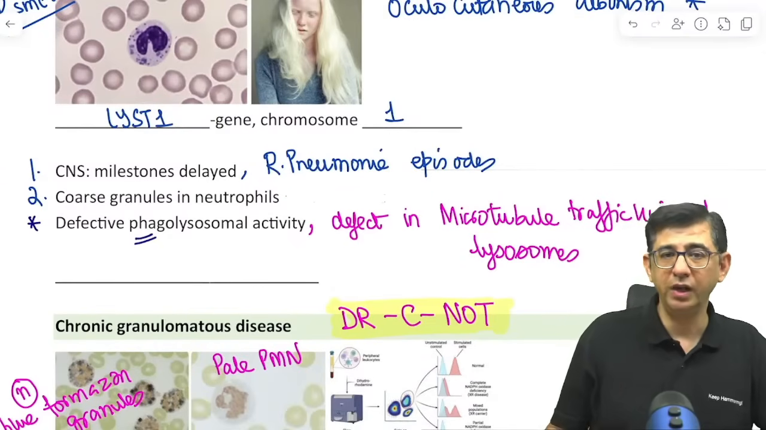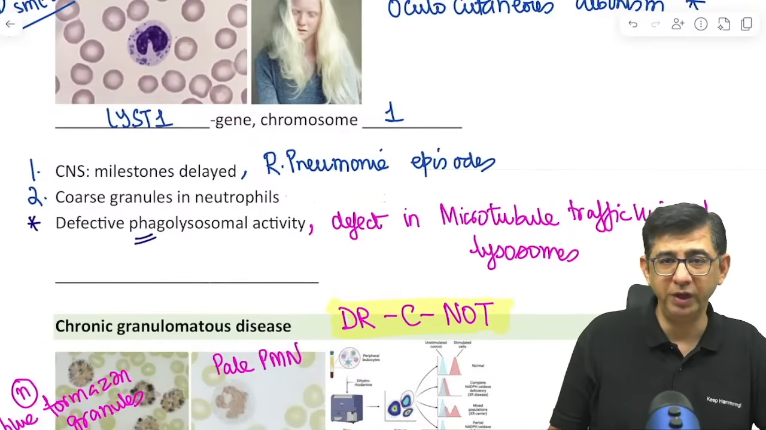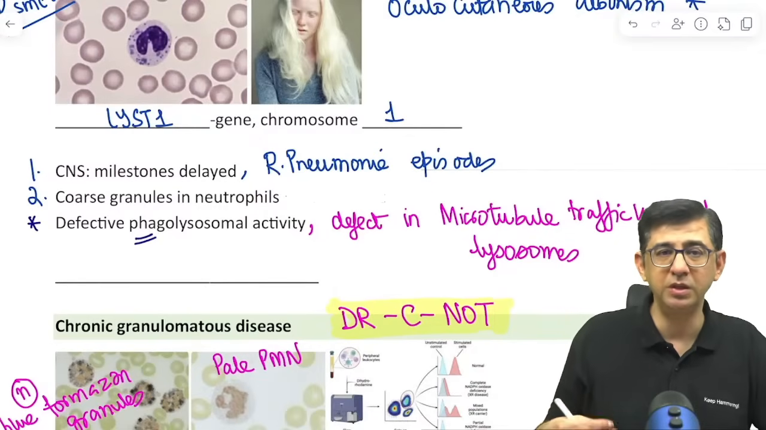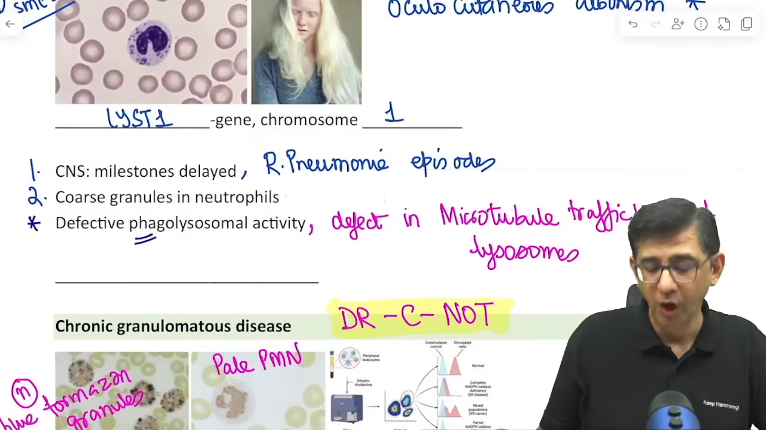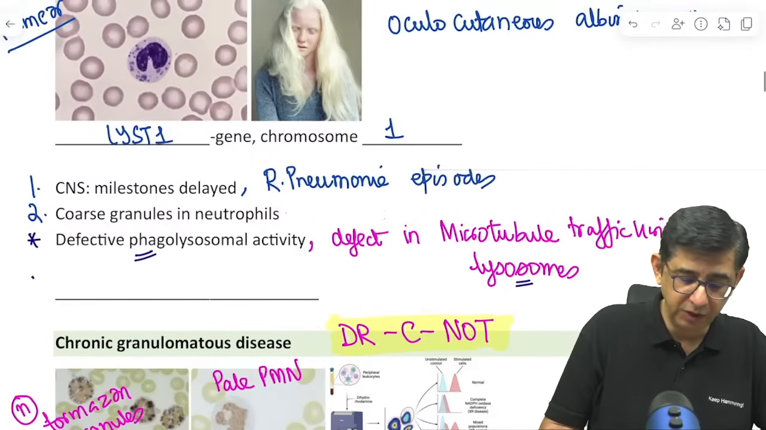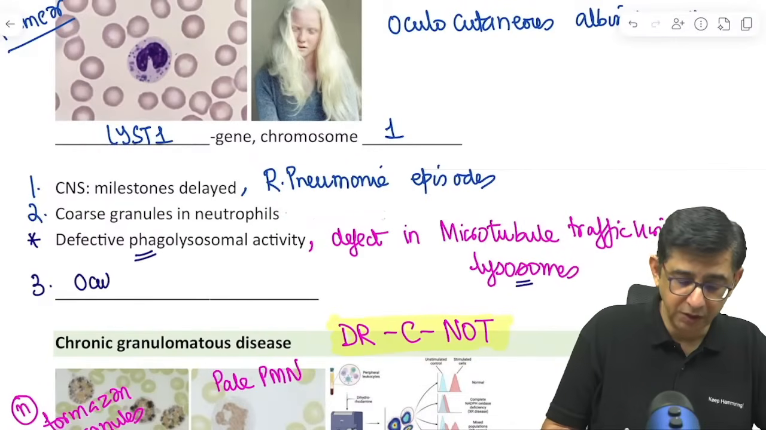So this is where the phagolysosomal activity implies that the bacteria will now be destroyed, but the bacteria have been eaten by the neutrophil. The neutrophil does not know what to do about it. And the third clinical manifestation that is asked for this condition is what I already said, that is oculocutaneous albinism. So there are a total of 3 aspects to be remembered.